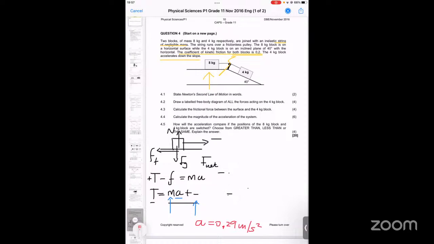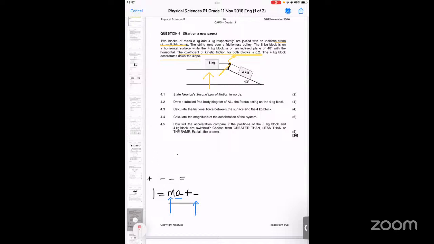So again, you can still say the FG parallel will increase. What makes it increase is that when you substitute the mass into the formula, you're substituting with the bigger mass. But my question is, what's going to happen to the tension? Will it increase, decrease, or stay the same? So it's going to decrease.